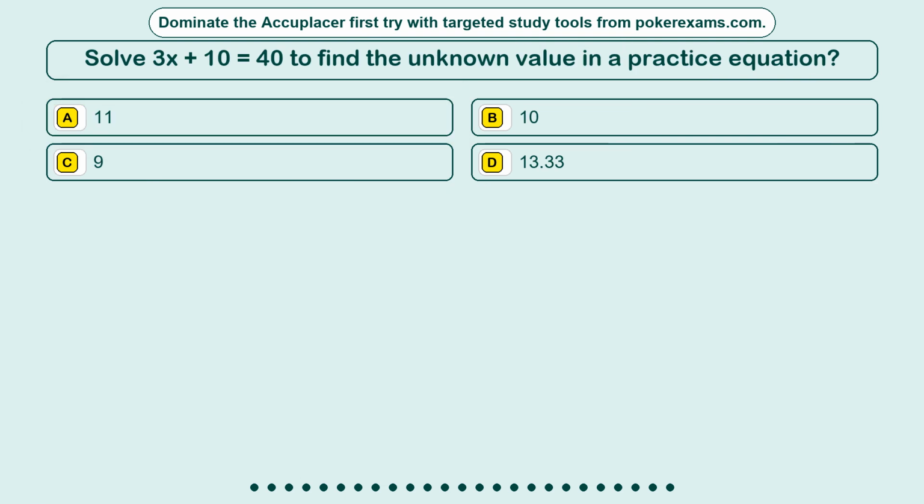Question 7. Solve 3x plus 10 equals 40 to find the unknown value in a practice equation. Option A, 11. Option B, 10. Option C, 9. Option D, 13.33.